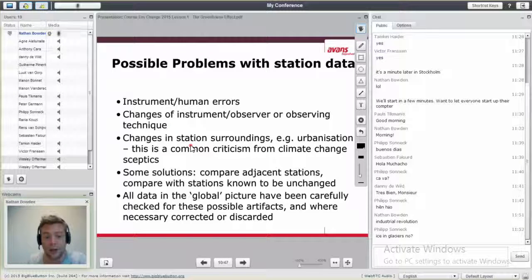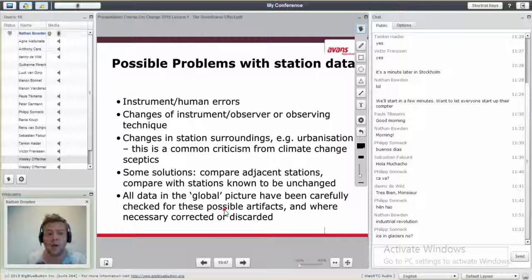Changes in station surroundings. If you took the temperature in New York 100 years ago, of course it would be cooler because there was less concrete, maybe. It absorbs the temperature. So these are very critical questions, that the local changes affect the station. Solutions are comparing stations and conglomerating all station data into a global picture.